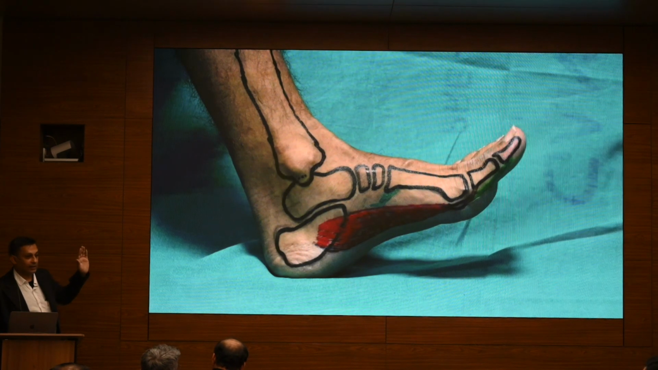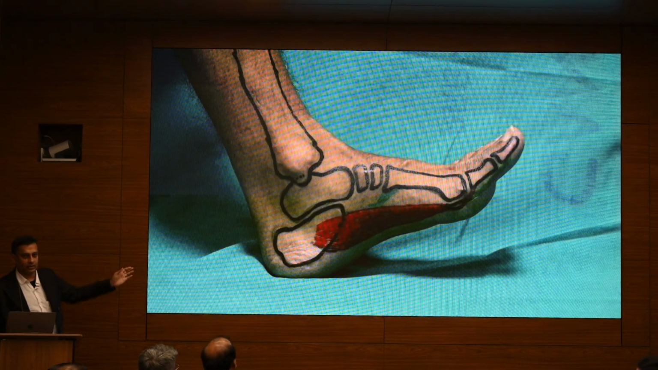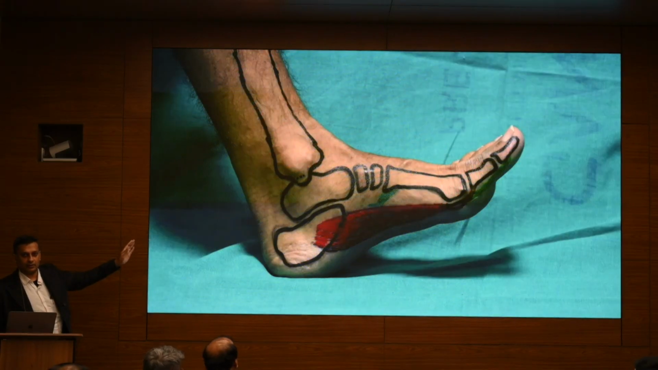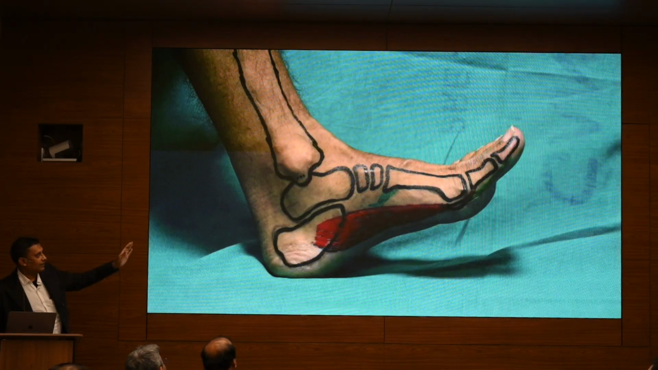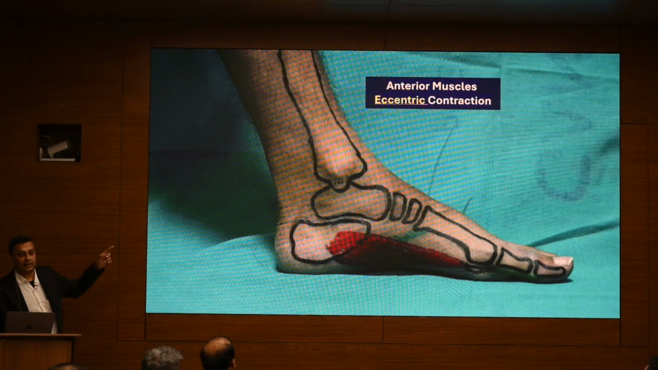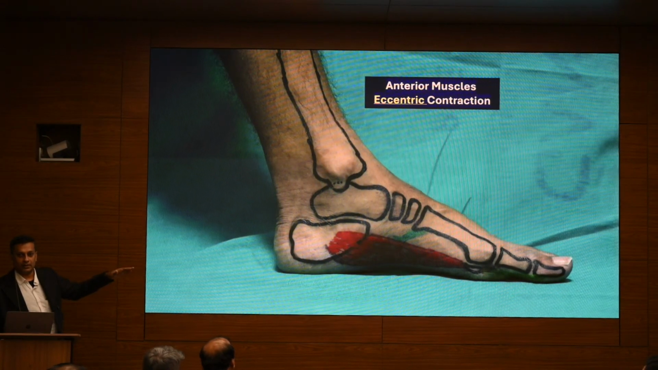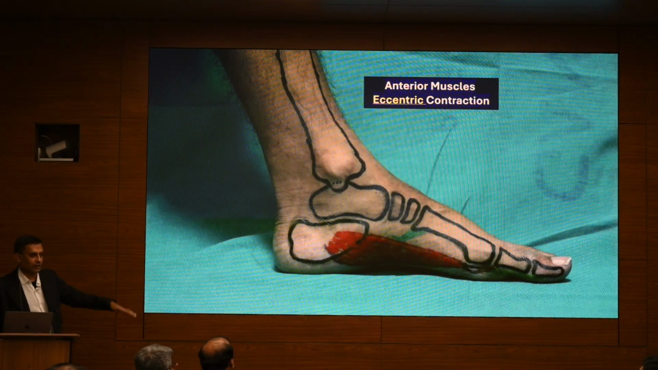The first is the heel strike. It starts with the heel strike. It is called the heel rocker. The foot hits the ground in the dorsiflexed position and then comes down with an eccentric contraction of the anterior muscles into a plantar flexion. So this is the heel rocker. The foot rocks on the heel.